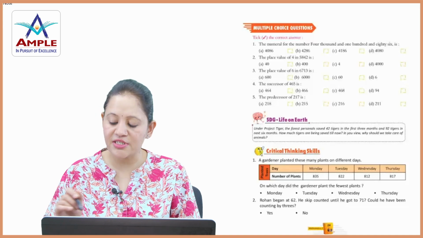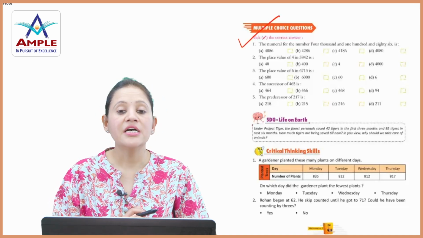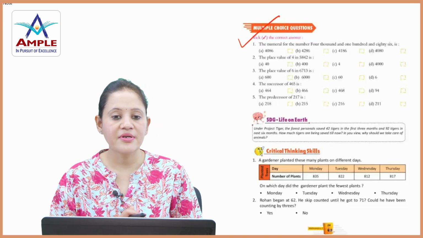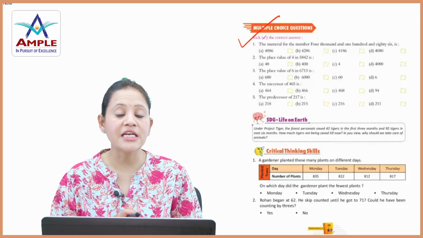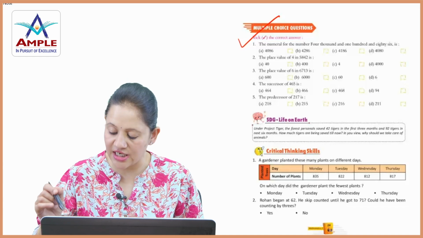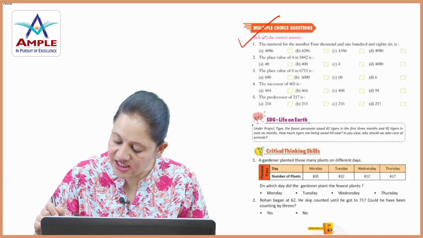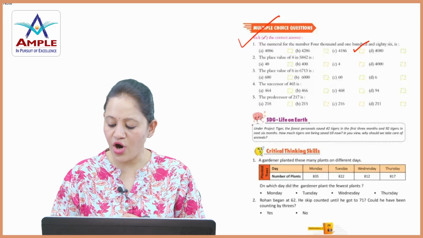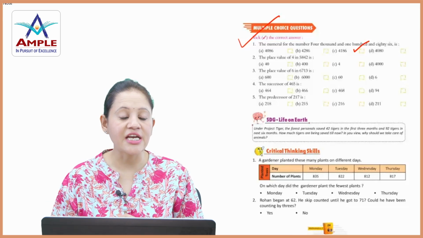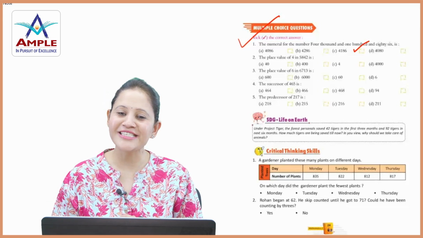Next is multiple choice questions. Choose the correct answer. The numeral for the number 4186. C is the correct option here. Clear? So practice all the questions of this exercise. Here we end the chapter. I hope you understand it well. Now go practice it.